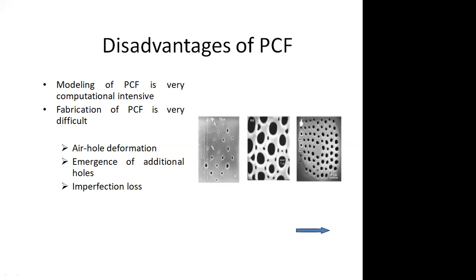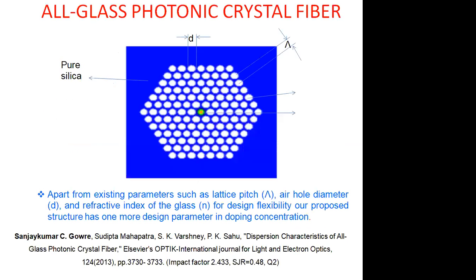Whether still we want to go for it or we want to skip here. जब fabricate करना ही नहीं होगा तो फायदा क्या है, right? But the drawback is what? There is a solution for this also. What is the problem here? Air hole deformation, right? And the solution for this is what? Replace the air holes with rods.